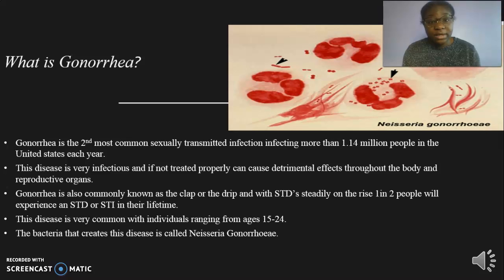it's a wide variety. This disease is commonly seen in individuals ranging from 15 to 24 years of age, so adolescence until adulthood. It's not pinned to just 15 to 24 years of age; anybody can get the disease. But these are the most common people getting infected with this disease. And the bacteria that creates the disease is called Neisseria gonorrhoeae.